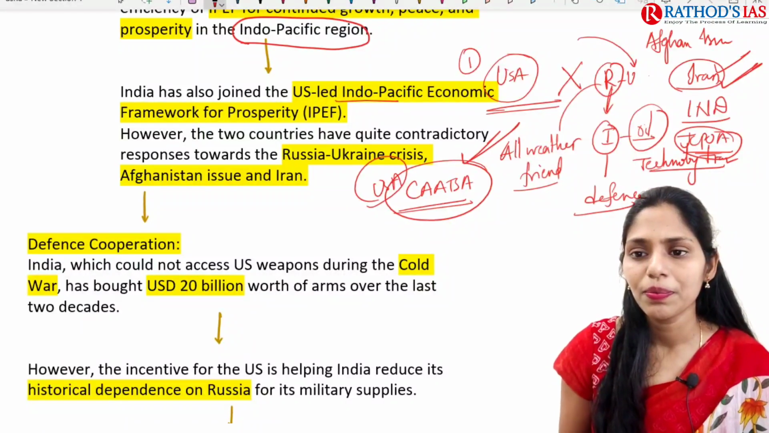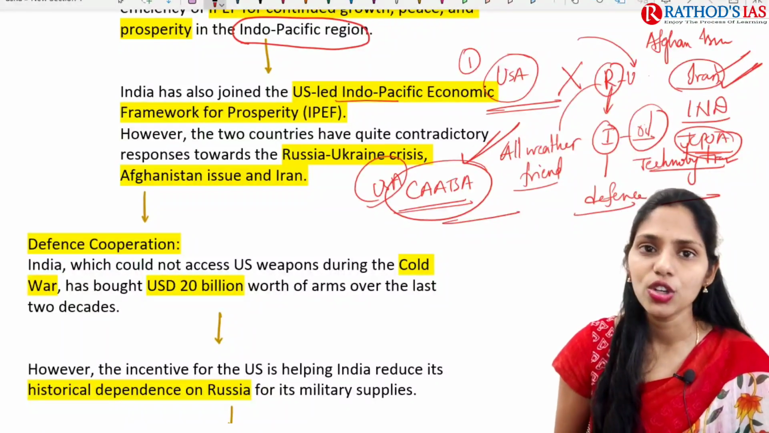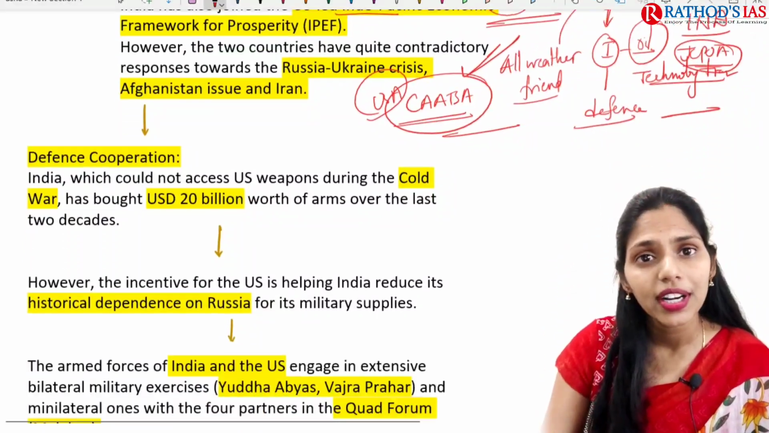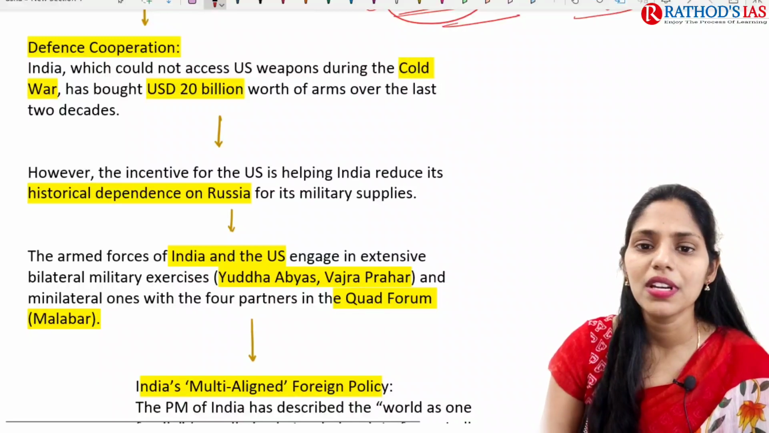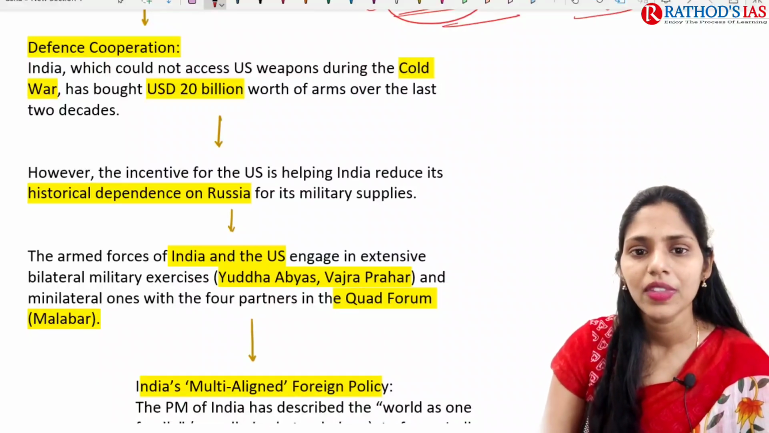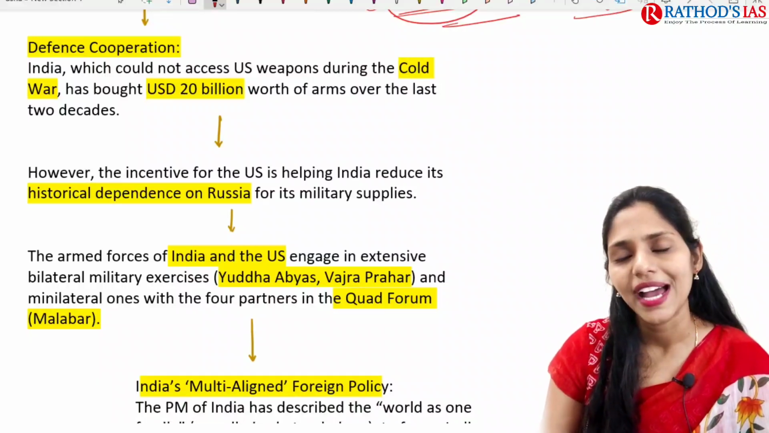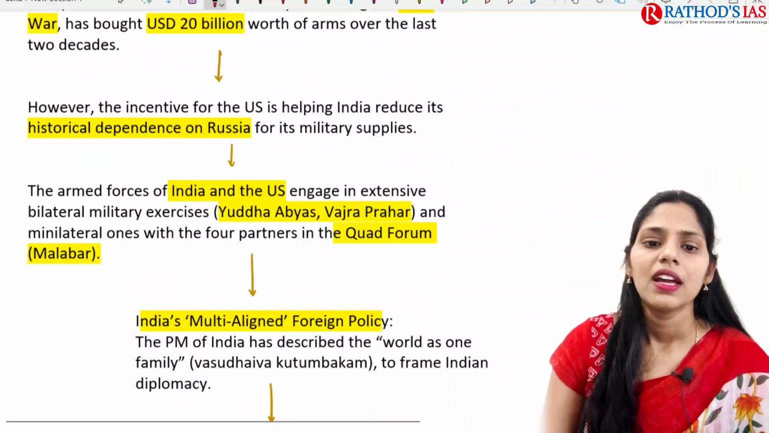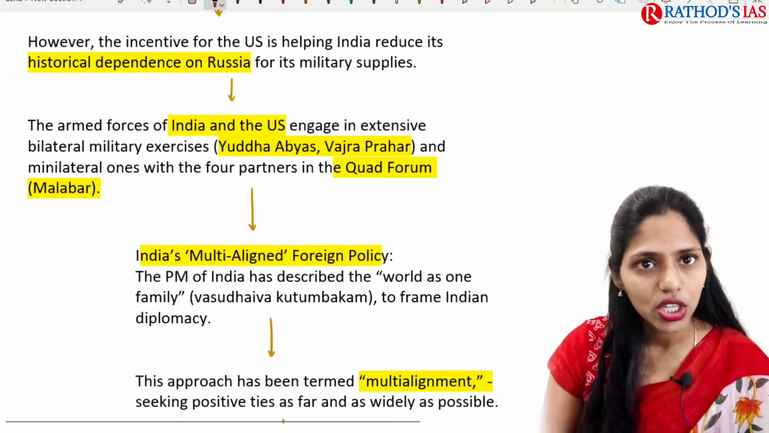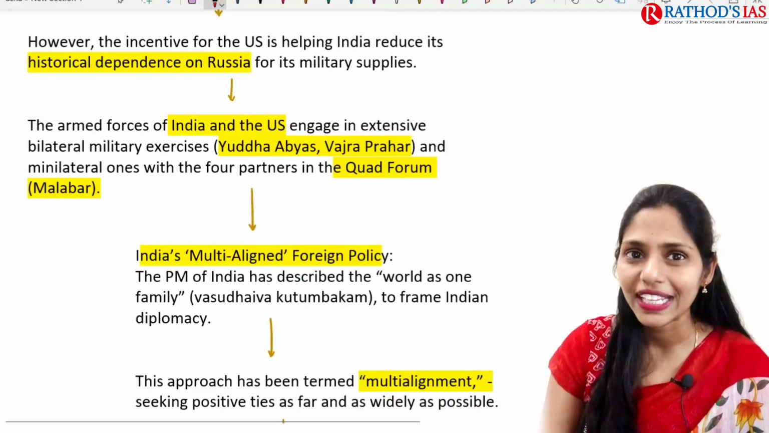Okay, so these are some important contradictions between India and USA. If you're talking about the defense field, India could not access US weapons during the Cold War time, but from the last two decades onwards, we are getting equipment from USA, right? And even India and USA are part of different exercises.